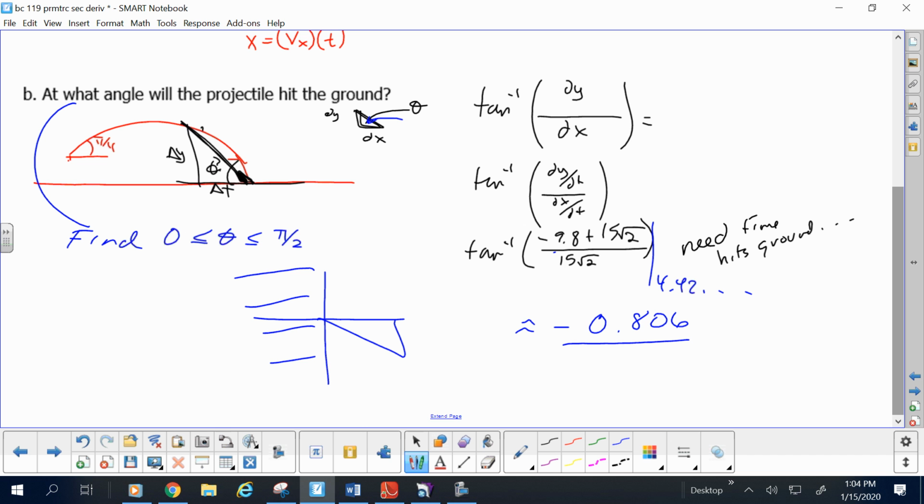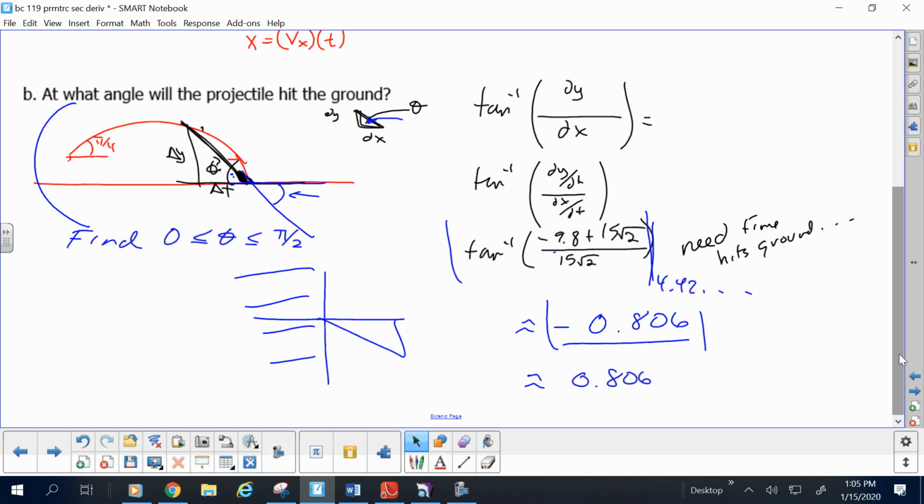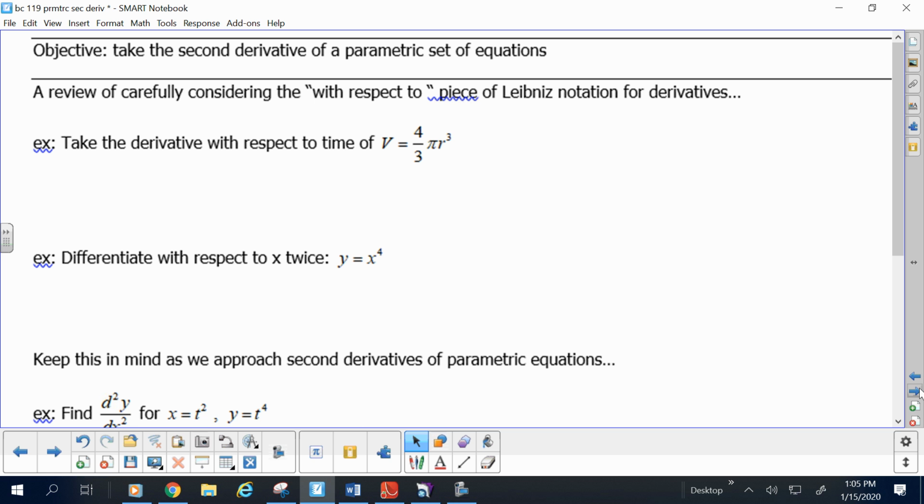We would take the absolute value of that, because what the calculator is really doing is saying, oh, you want me to find this angle down in the ground? No, we want this angle here. And so it's 0.806. Are you with me? It's probably 40-ish degrees. So far, so good? All right. Let's go on to the second idea.